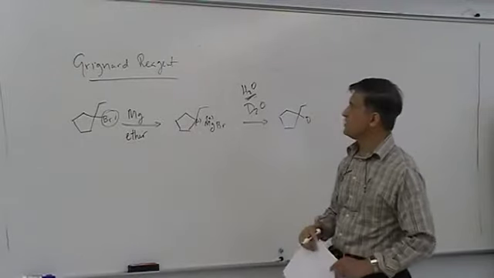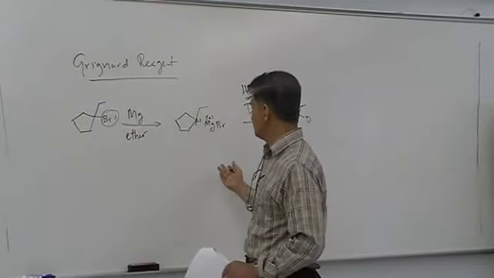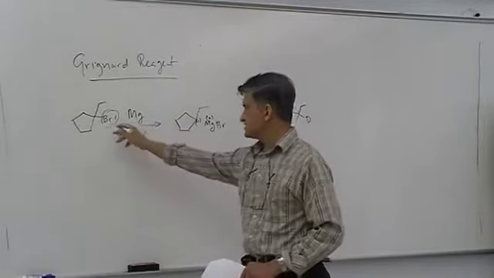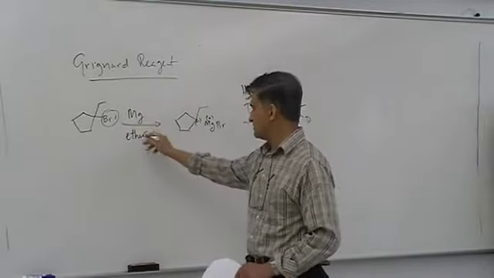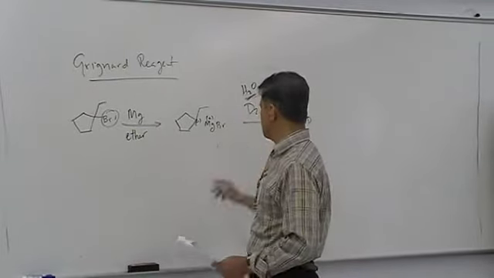So you need to know what reagents make Grignard, what is Grignard reagent, and how do I make it from alkyl halide. And this is alkyl halide, then you can use magnesium and ether, that gives you alkyl magnesium halide. That's Grignard reagent.